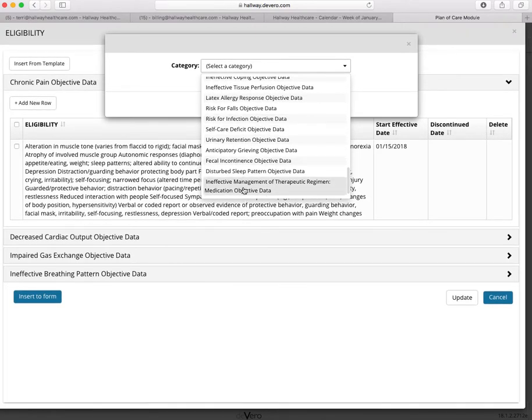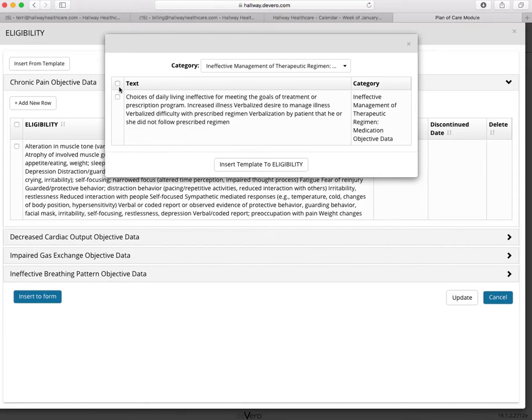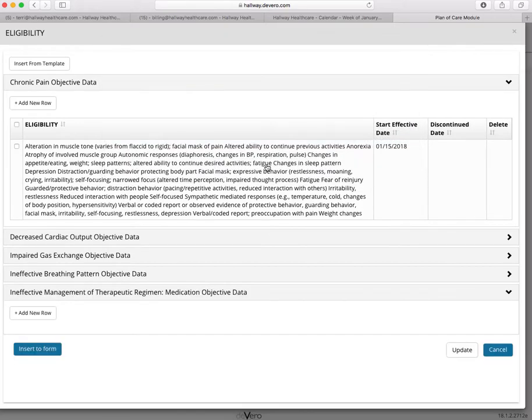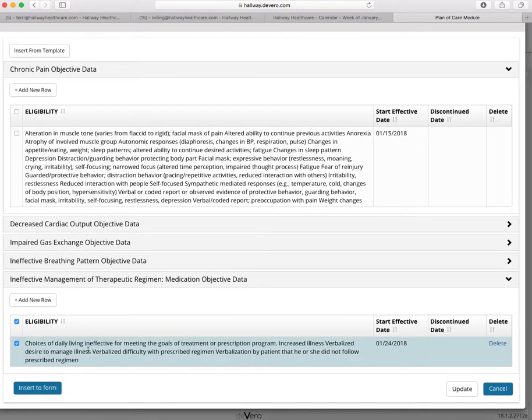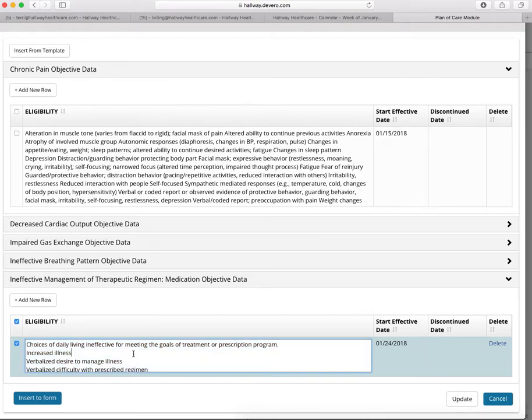There we go. Ineffective management of therapeutic regimen. All right. So insert to template. Okay. Just daily living. And again, I'm going to double click the box. And I guess you could even say triple click. You double click to go into it, and then you click it again so it doesn't delete it all.